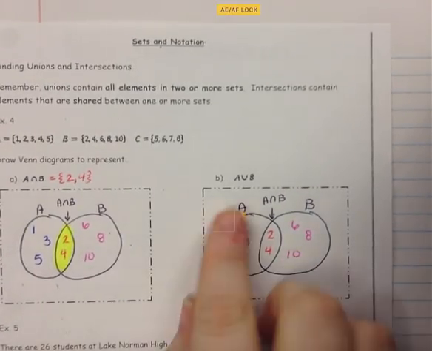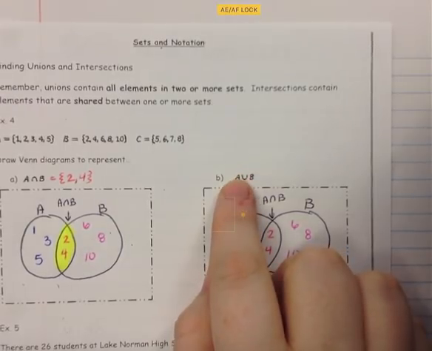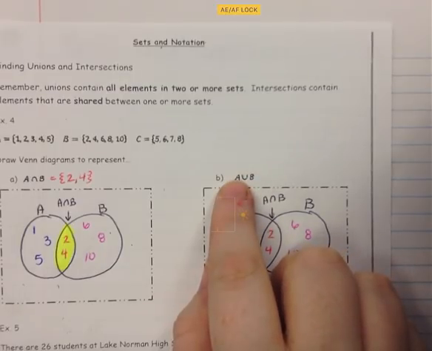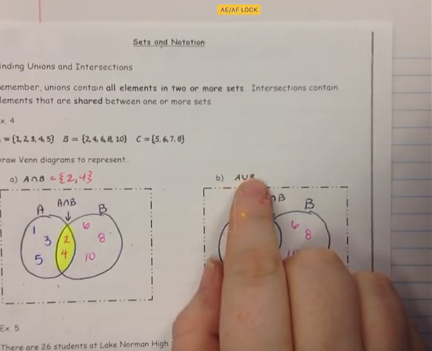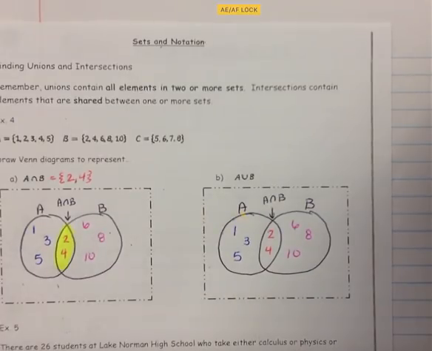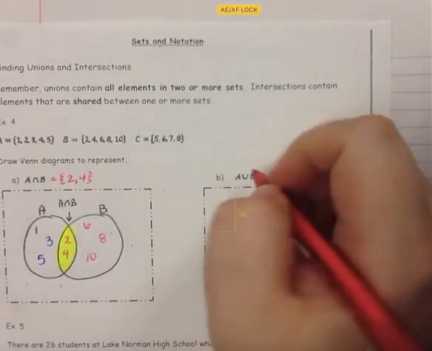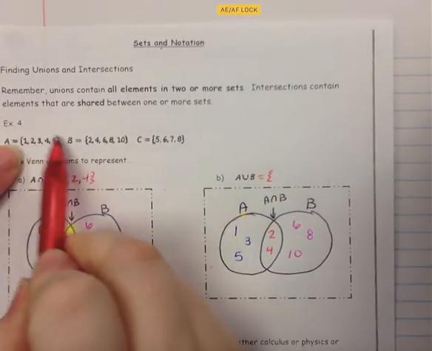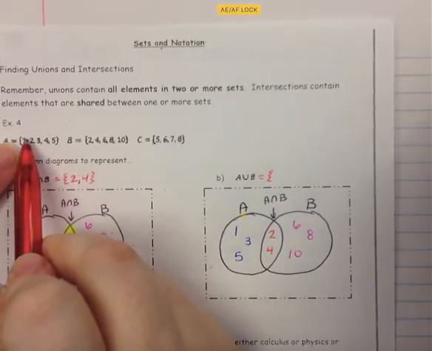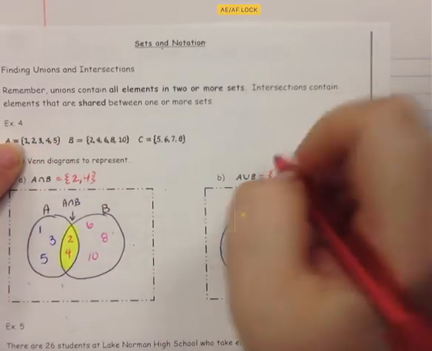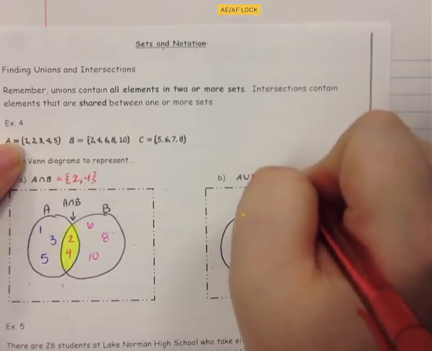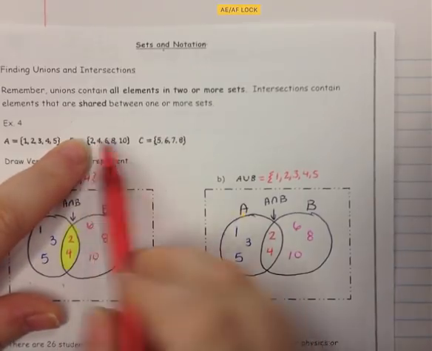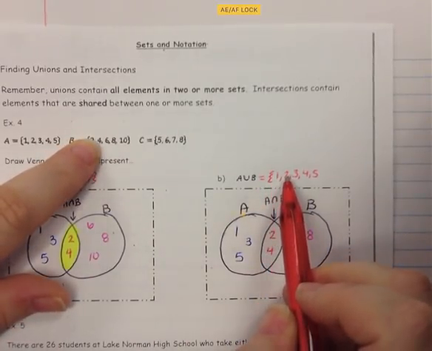So the question is asking, what is the union of A and B? So A union B. I need to write out all of the numbers that are in set A. Then I need to write out all the numbers that are in set B. So the answer for that, the union, we start out with set A. They're in numerical order, so that helps us. So we can write out all of these numbers. 1, 2, 3, 4, 5. Then we have to go over to set B. 2 is the first number. We've already written that one.